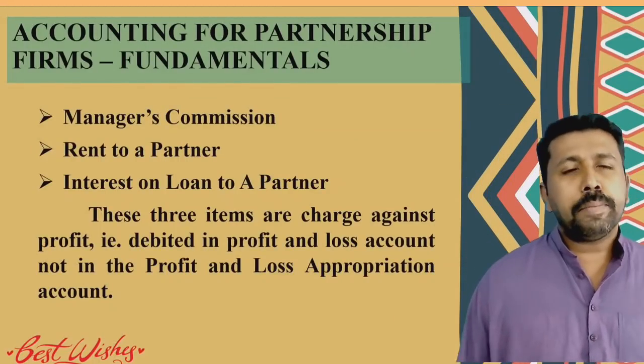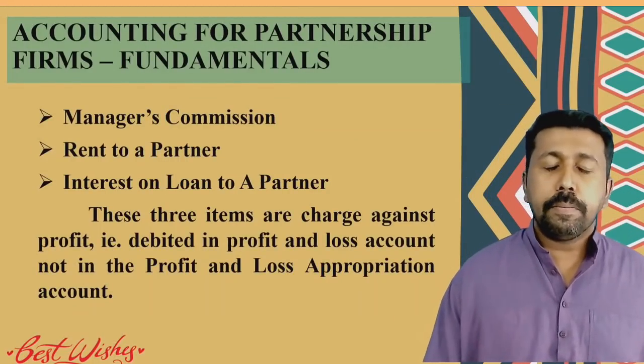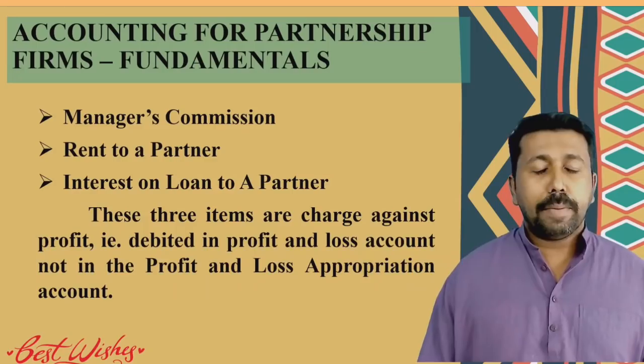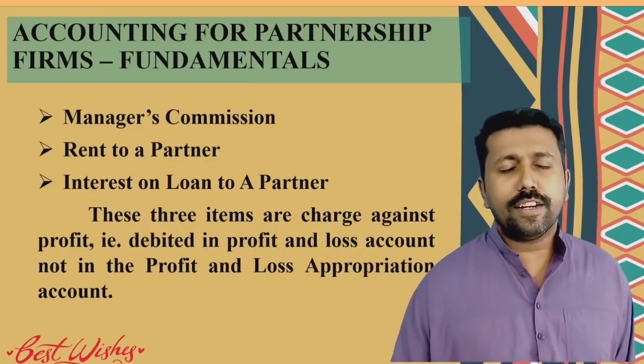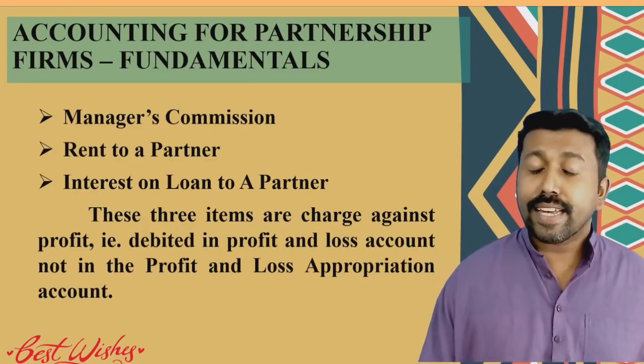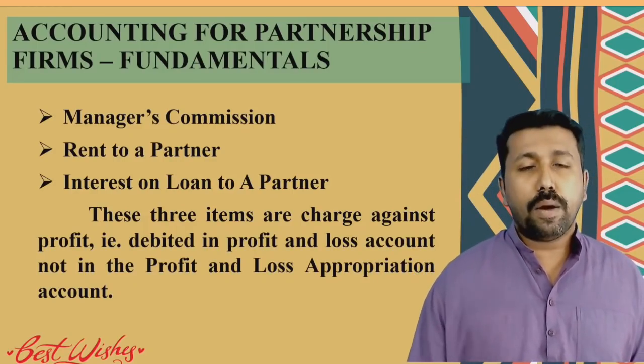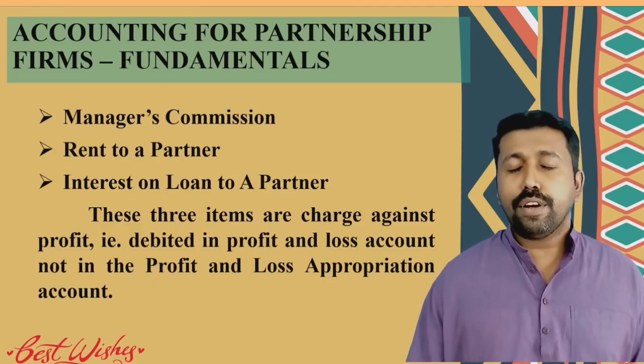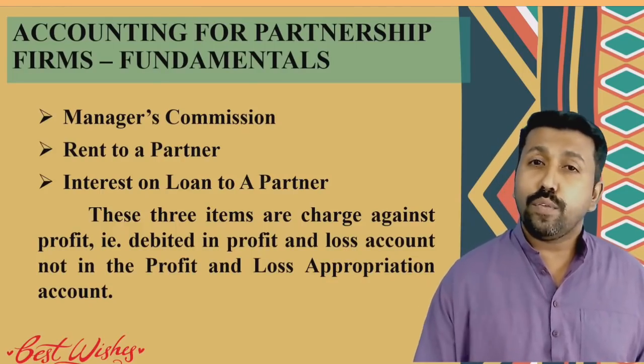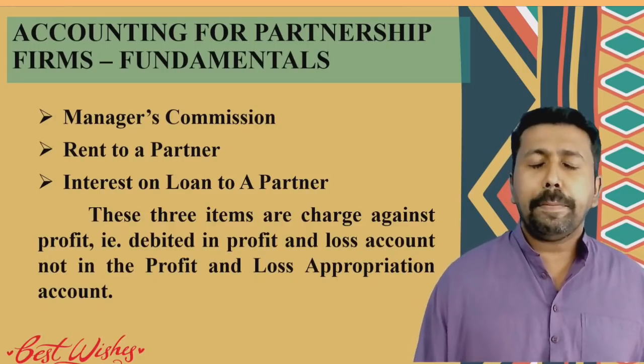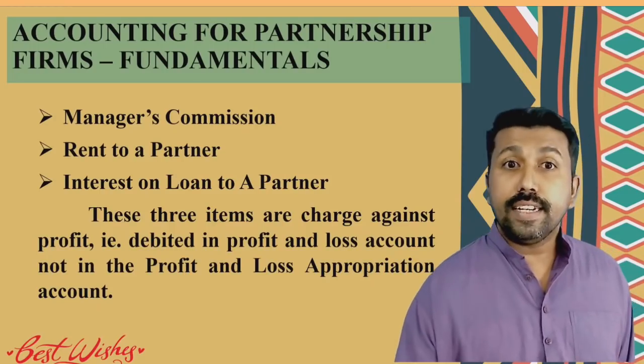And regarding the fundamental area, we have to remember three important terms: manager's commission, rent to a partner, and interest on loan to a partner. All these items will come in the debit side of the profit and loss account. Why? Because all these items are charges of the firm, not related to the partners. Kindly keep in mind, it is a charge.